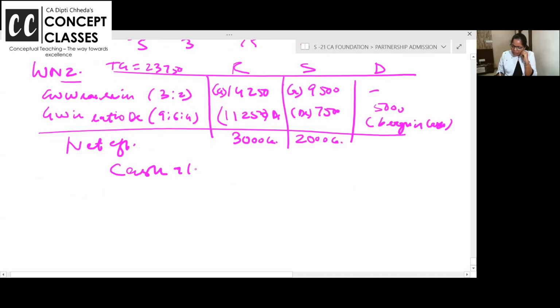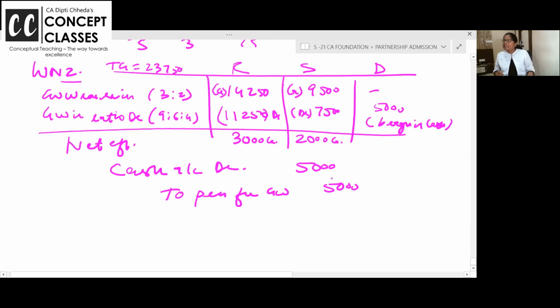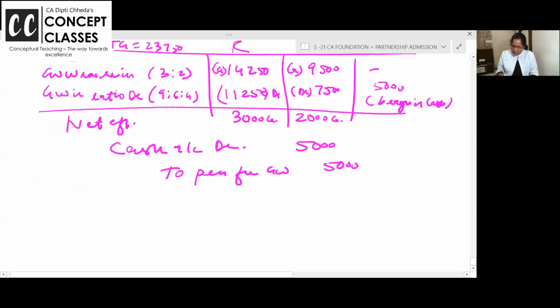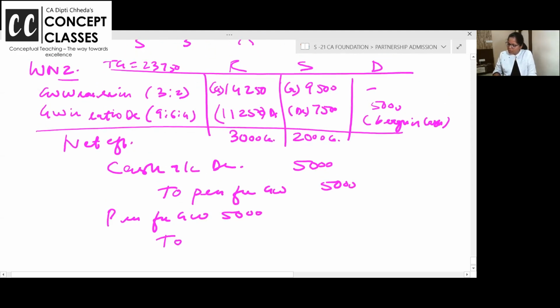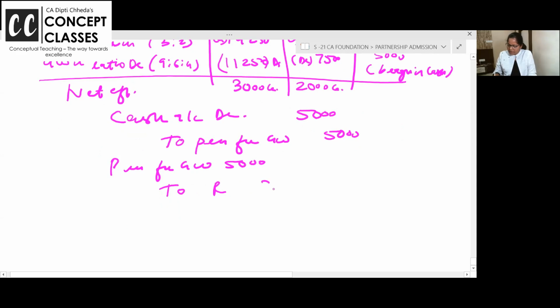Now write. Cash account debit to premium for goodwill, 5,000. Little fast, we have to adjust capitals also. Premium for goodwill debit 5,000 to R 3,000, to S 2,000.